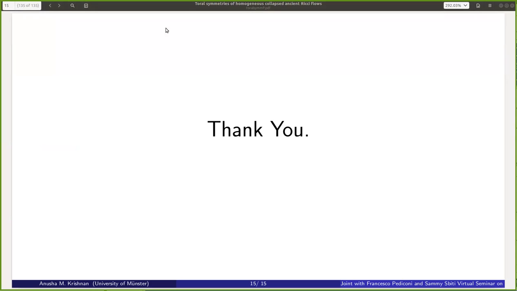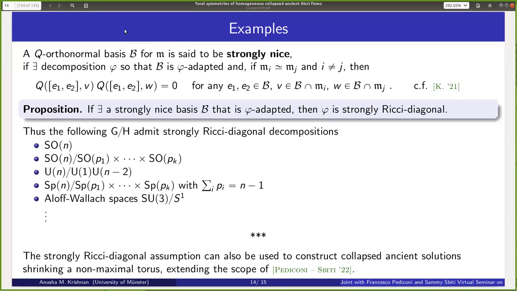Anusha, I have a question. Can you go back one page? Yes. So in these examples you list here where it's strongly Ricci diagonal, is the other assumption also satisfied? So on these examples, do you get that the Ricci flow has the properties you want? Or is the other assumption missing? I forget what all these assumptions were.